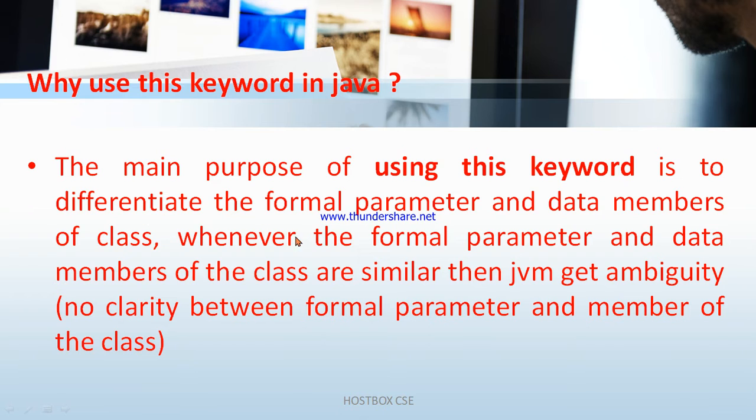So why use the this keyword in Java? You can write the program without the this keyword also, but there are some advantages provided with the Java virtual machine. The main purpose of using this keyword is to differentiate the formal parameters and data members of the class. Whenever the formal parameters and data members of the class are similar, the Java virtual machine gets ambiguity. That means there is no clarity between the formal parameter and the member of the class. So the reason is to differentiate the formal parameter and the data members of the class.